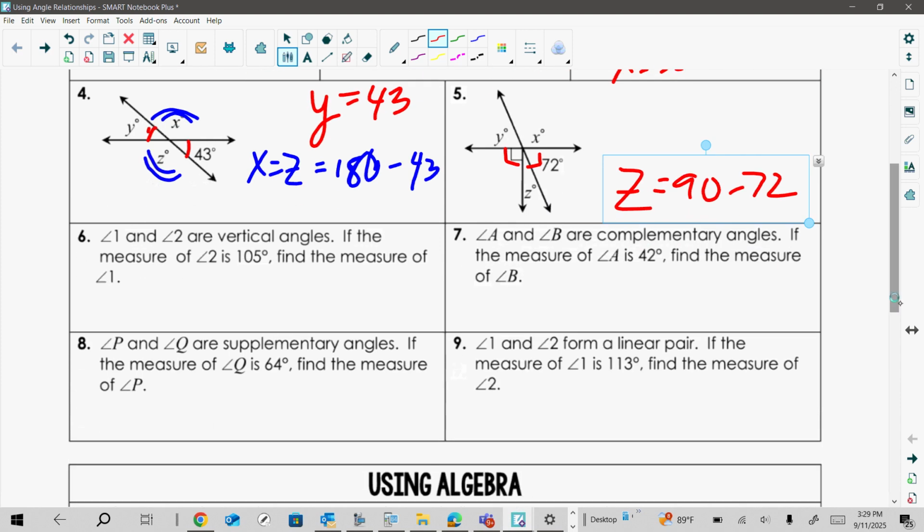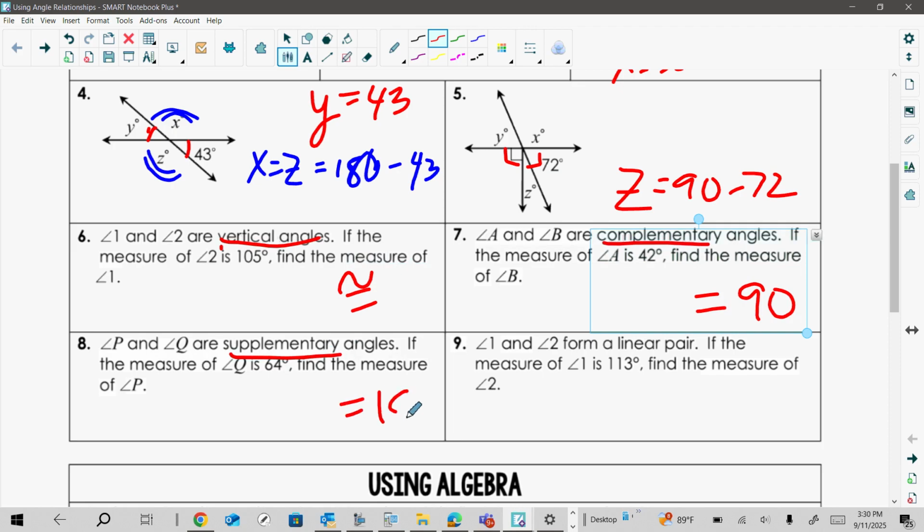So try those. And 6 through 9 is also computation, but they give you the key information, or at least the vertical pair. So here are verticals, so you should know the answer is congruent. Here we have complementary, so the sum is 90. When you add them up, 90, so you just subtract to get the missing one. Here is supplementary, sum is 180. Here is linear pair, sum is 180.